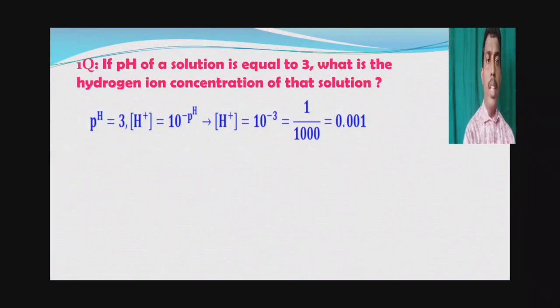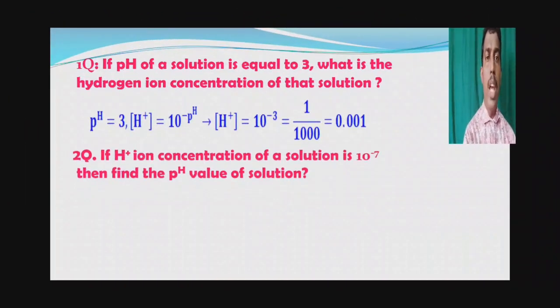10 power minus 3 is equal to 1 by 10 power 3, or 1 by 1000, which is equal to 0.001. 10 power minus 3 is a very low value. H plus ion concentrations have very low values. To avoid these negative values, Sorensen introduced the concept of the pH scale. When H plus ion concentration is 10 power minus 3, pH is equal to 3.